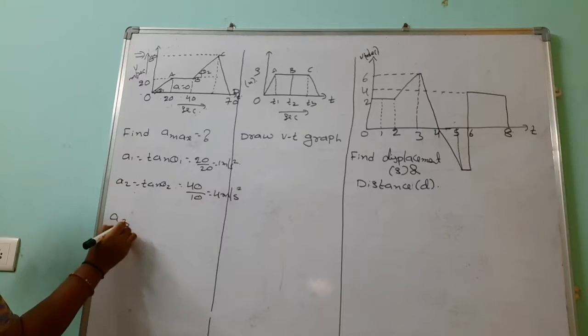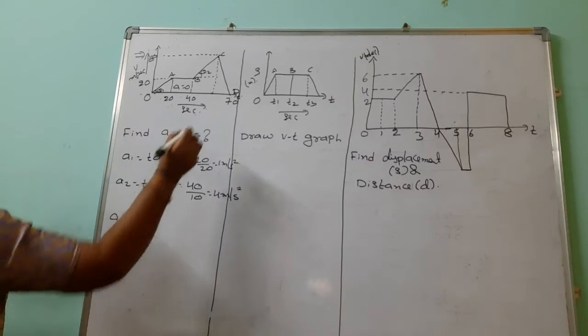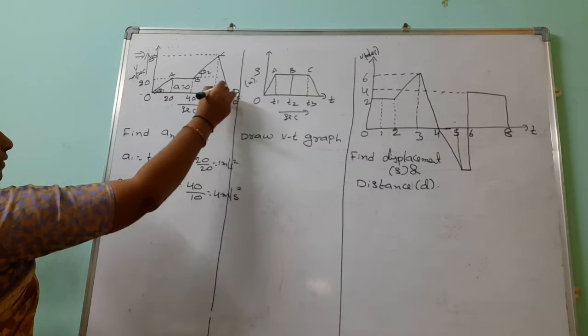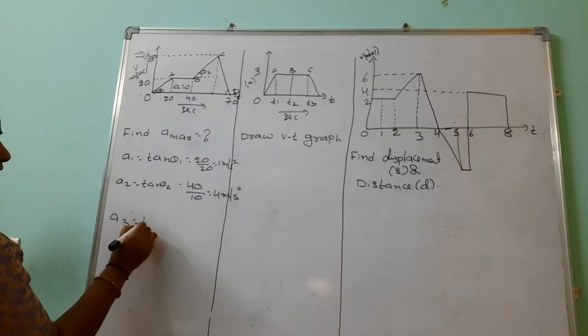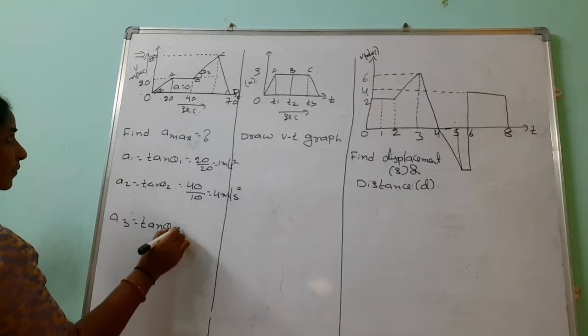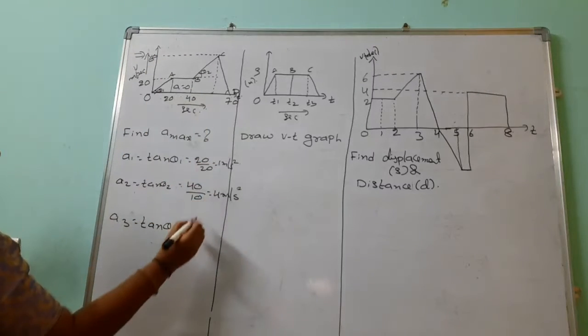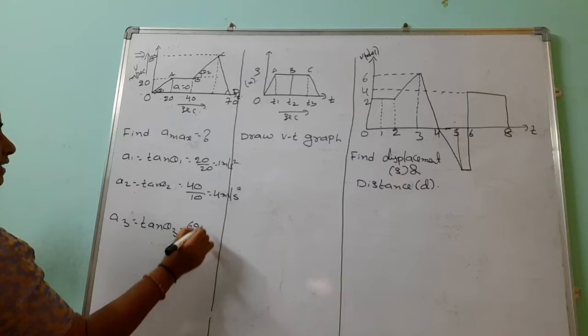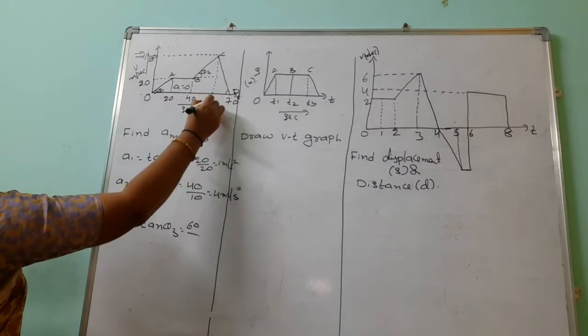Then A3. Here for the slope of the graph we take tan theta 3. Opposite is how much? 60. The adjacent we are taking, suppose this is 60.